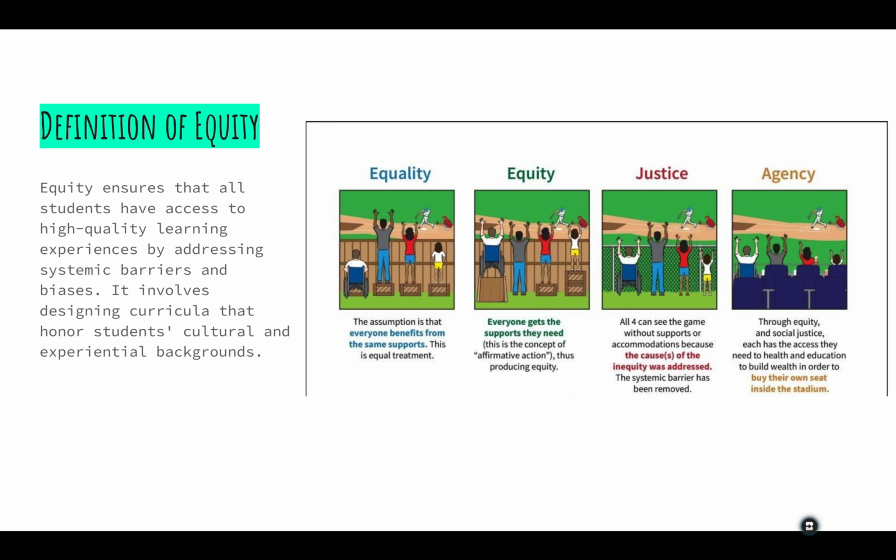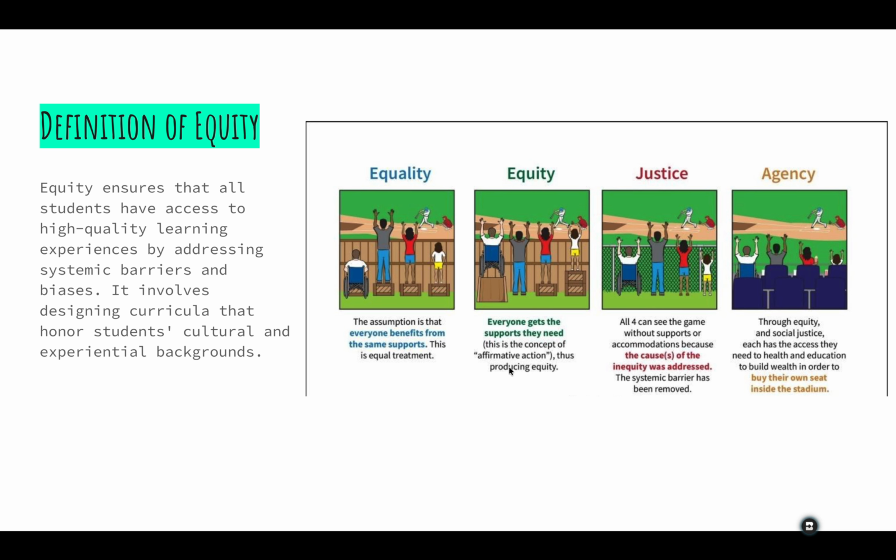And then finally, we're going to talk about equity in curriculum design. So what is equity? There's a difference between equality, equity, justice, and agency. So equality is the assumption that everyone benefits from the same support. So you can see here, everybody has the same box, but not everybody gets to see the baseball game. So equality is thinking everybody gets the same thing, right? Equal.